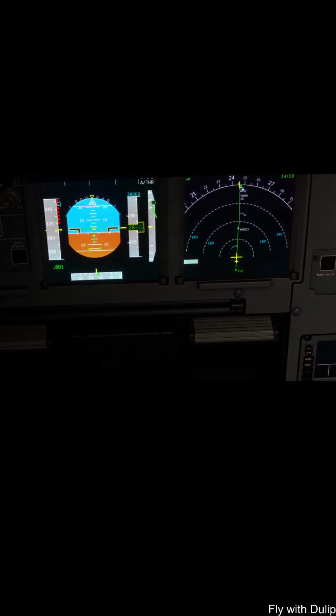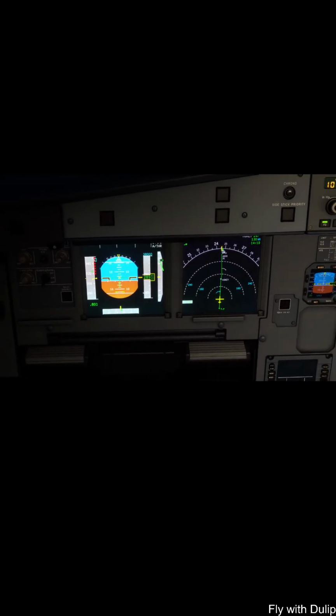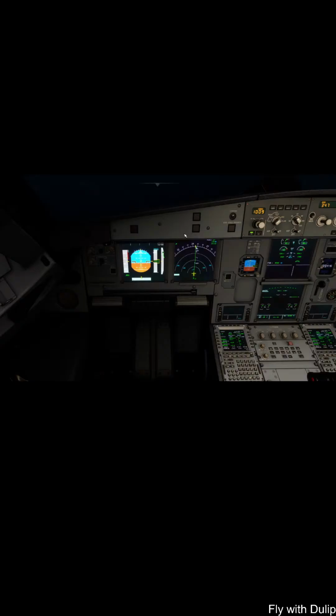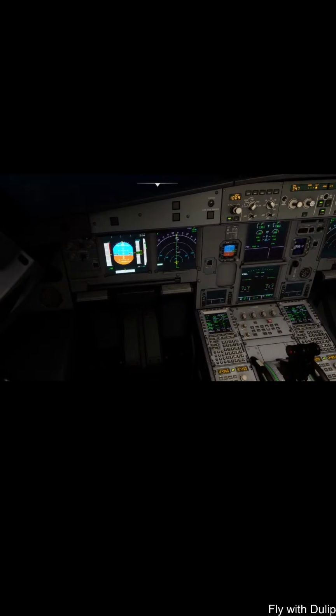I think now we are almost closer to Malé also. Still we are not at the top of descent as well. I will ask the ATC. I think I have a little bit of turbulence right now. You see the rudder is swinging. See, look at this. That means you have a problem.